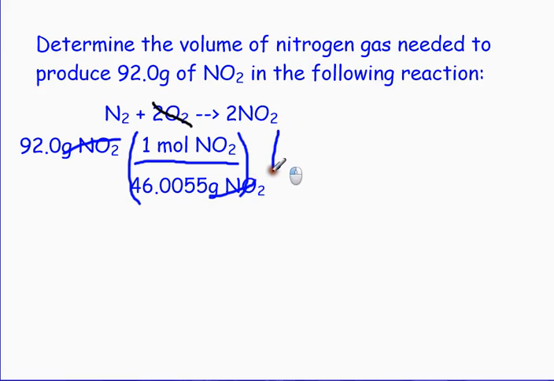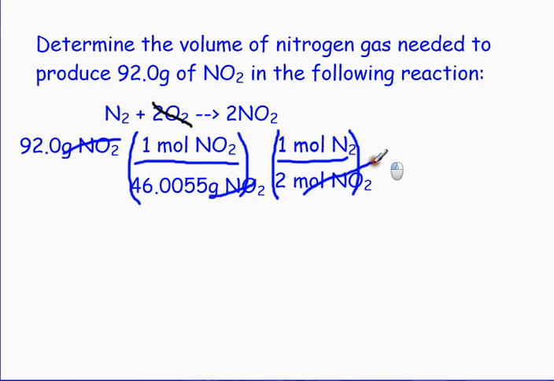nitrogen gas. So my next set of parentheses is going to take me from moles of NO2 to moles of N2. Because moles of NO2 is on the top, I need to put units of moles of NO2 on the bottom, and that's going to go with its coefficient. And I'm looking for moles of N2, so that goes on the top with its coefficient. The moles of NO2 unit will cancel out, and I have moles of N2.